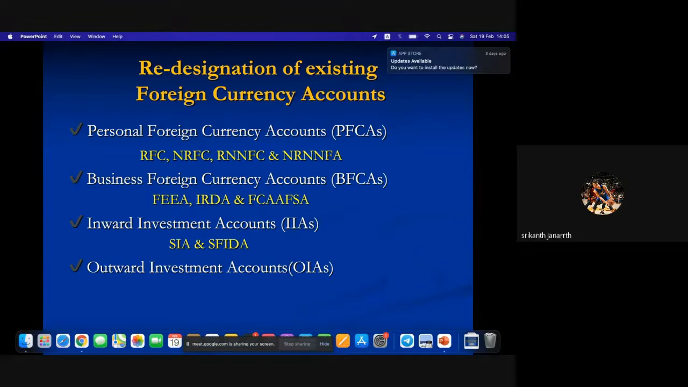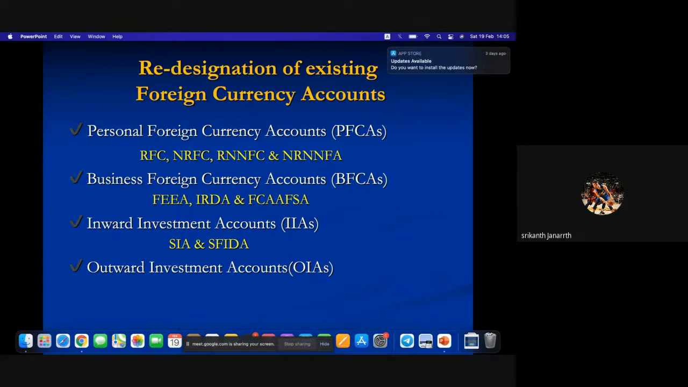RFC, NRFC, RNNFC, NRNNFA. There were 4 accounts, all meant for individuals. So there were a couple of accounts. So what happened? Central Bank, under the Exchange Control Act, gave the approval: any resident can open a foreign currency account. Then what happened?